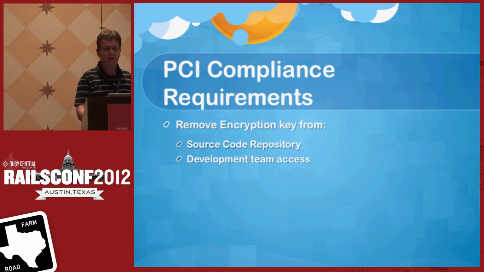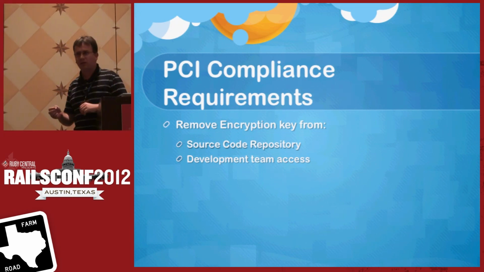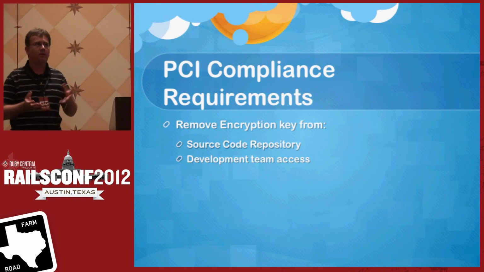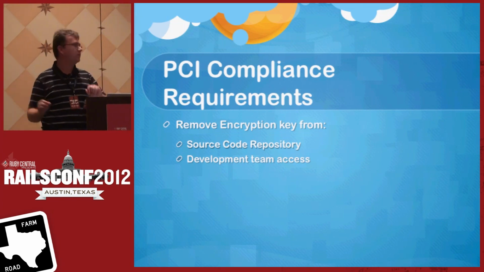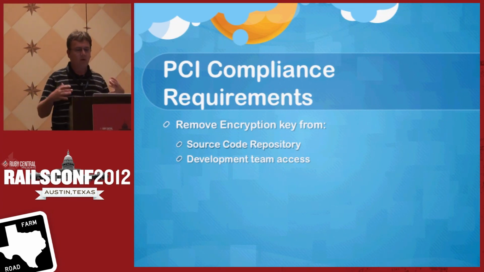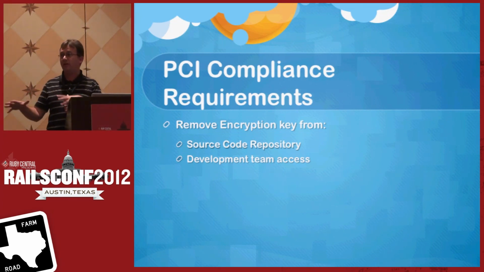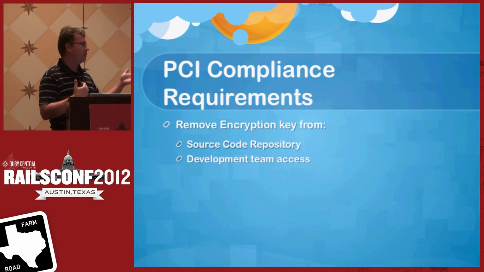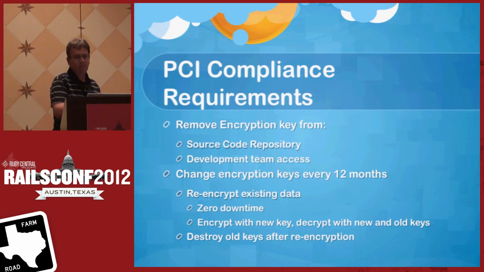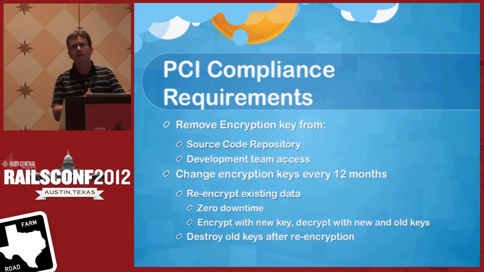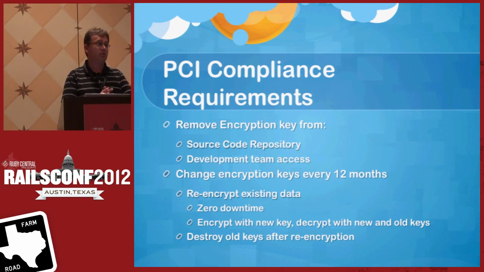Also, it's a small company. We had to take the key out of the source code. With all the other solutions we looked at, the key was either in our source code or in our configuration files. We had to encrypt the actual key itself. We also need to remove the encryption key from the development team. I don't even have access to our production keys. We also have to change our encryption keys once every 12 months, and we have to destroy the old one when we're done.